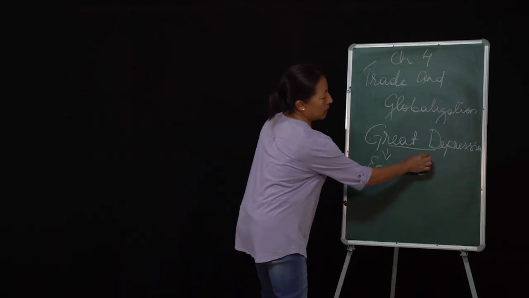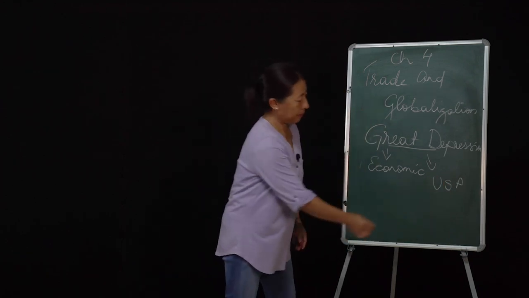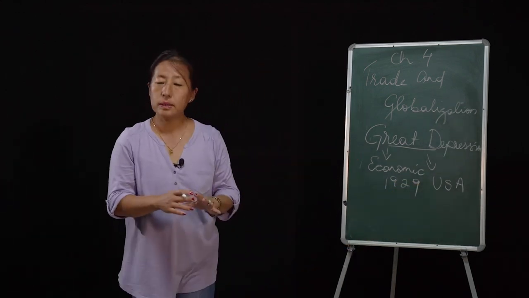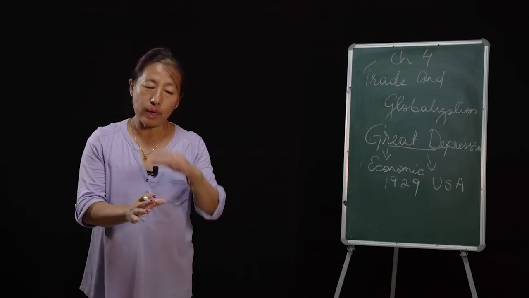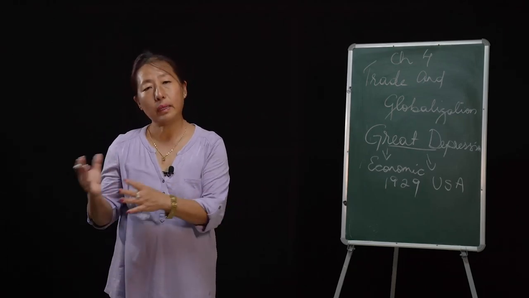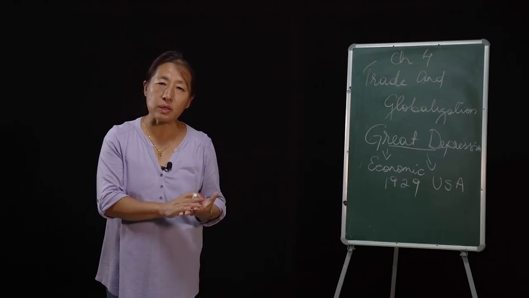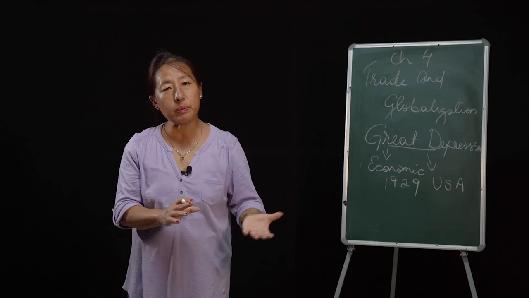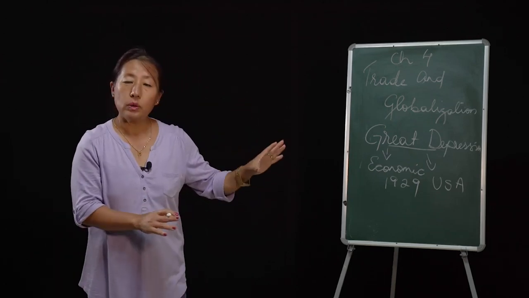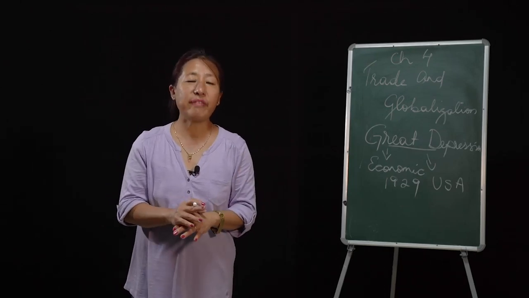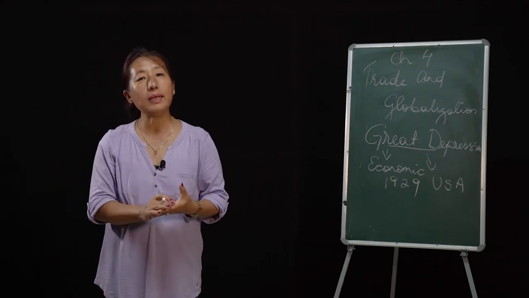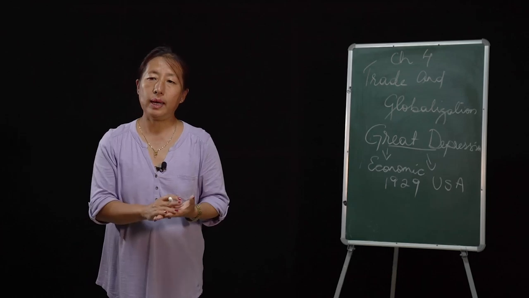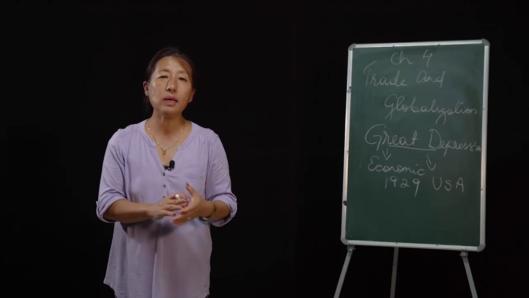And this Great Depression broke out in the USA, in America, in 1929. So this economic depression broke out in America. Now, as I've said, actually it is called an economic depression, but now we call it the Great Depression. And the reason why the economic depression that broke out in America came to be called the Great Depression is because the whole world came to be affected by it. The economic depression broke out only in America, but then it came to affect the whole world. And that is the reason why it came to be called the Great Depression.